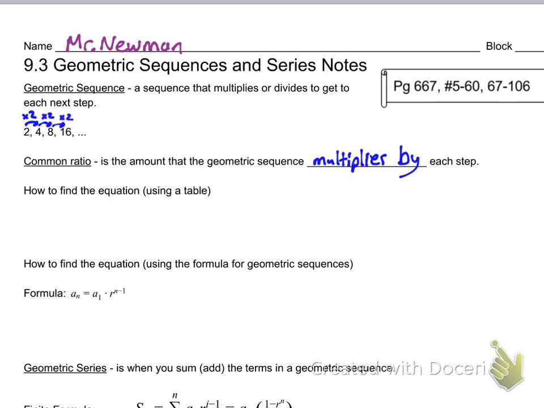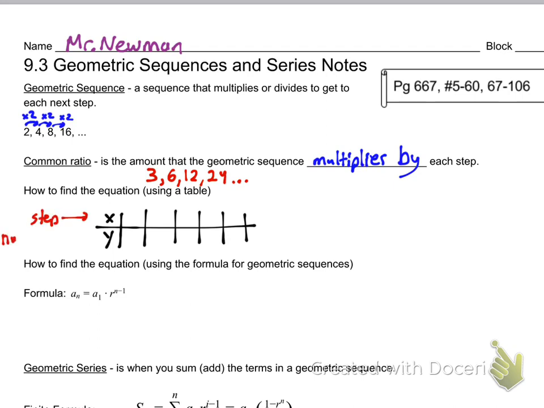There are two ways to find this as well. I prefer the first, of course, but I'm also going to show you how to use a formula. Very similar to the last one, we're going to make a table, and just like the last one, we're going to use step as our x and number in the sequence as our y. I'm going to pick a different sequence, this one right here, the 3, 6, 12, and 24, just to illustrate a few points.